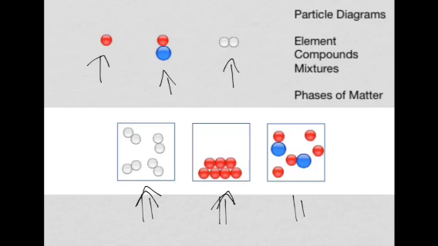And yes, let's look at the third box. We have individual atoms, and we have two different types of atoms that are touching. So this third box would be called a mixture, where they're just mixed together. One compound, one type of element.